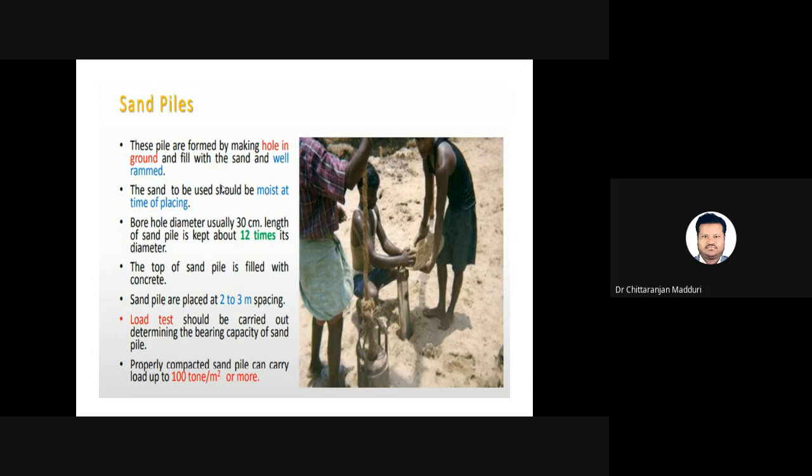So in the case of weak soil, a borehole is made. That borehole is filled with sand. For sand also we have some IS code specifications, and as per the IS code specifications, we need to use the sand. After making the pile, the top of the sand pile is closed with a concrete cap.